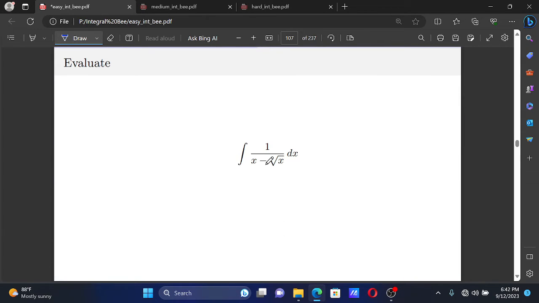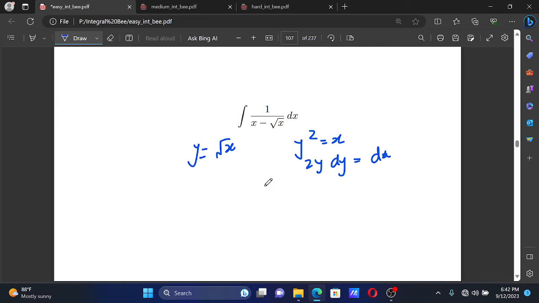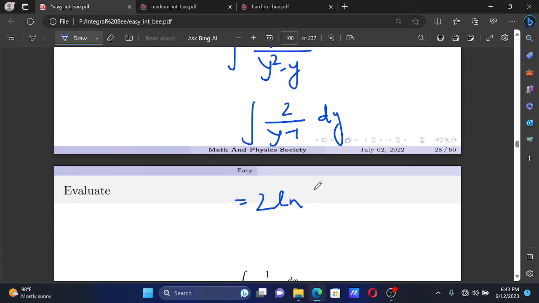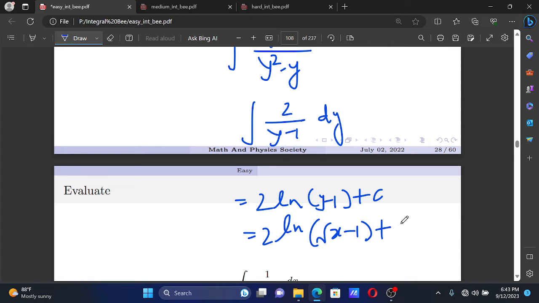For the next one, you can just let y equal root x. Then y squared equals x, so 2y dy equals dx. Now we have dx as 2y dy, and here y squared minus y, so the y cancels out, so it's 2/(y minus 1) dy. So we get the answer 2 ln(y minus 1) plus c, and y is just root x, so 2 ln(root x minus 1) plus c is our answer. Let's get on to the next one.